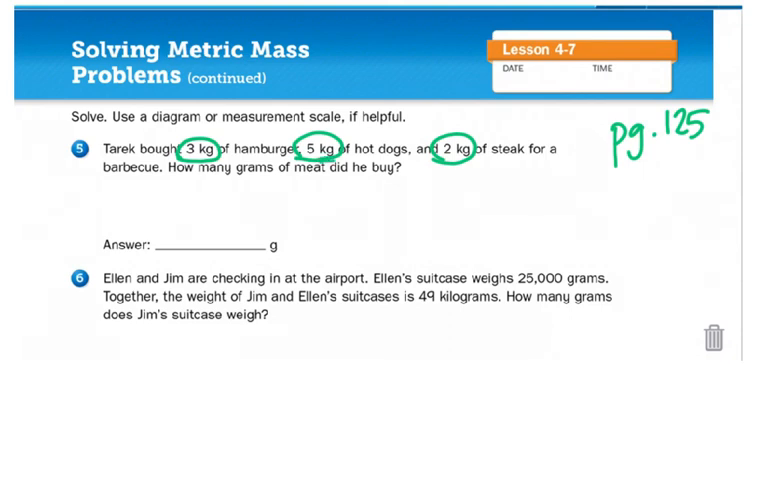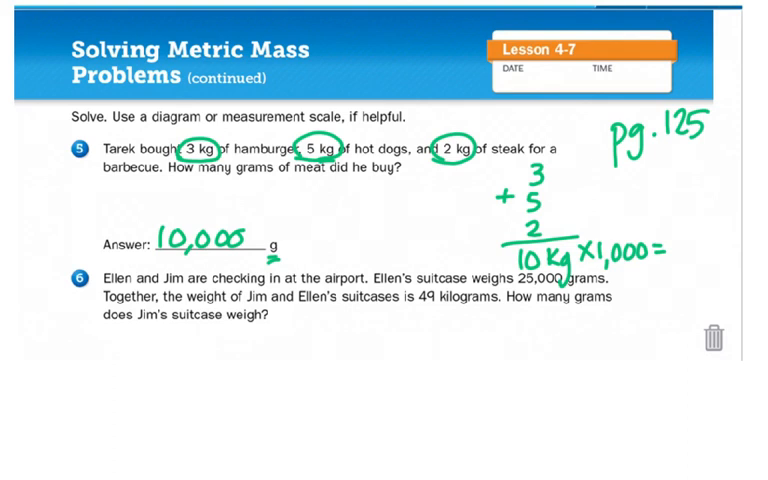Again, remember kilograms to grams. So, how much meat did he buy? It does help to circle the important information. So take 3 plus 5 plus 2. And what do you get? 10 kilograms. And remember, there are 1,000 grams in every kilogram. So the answer would be 10,000.